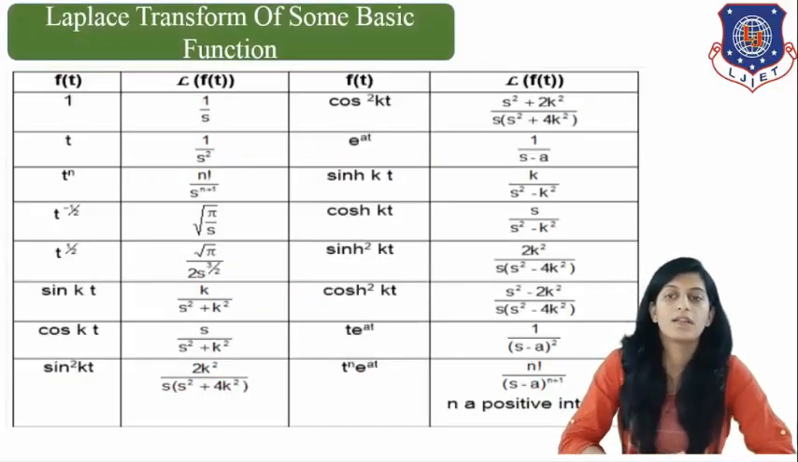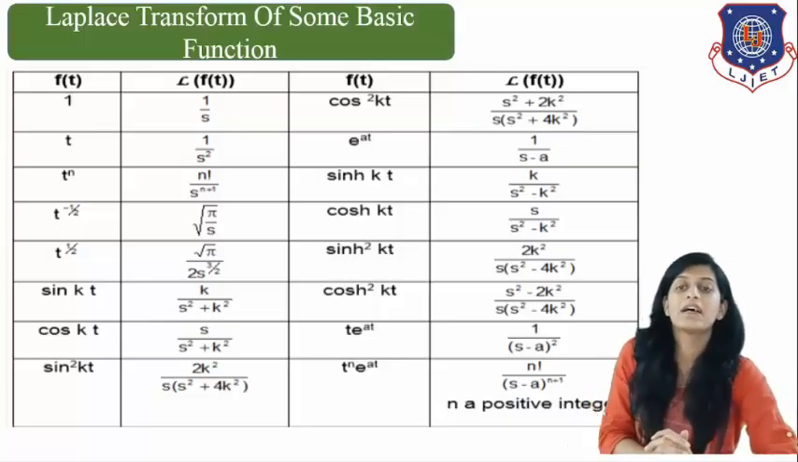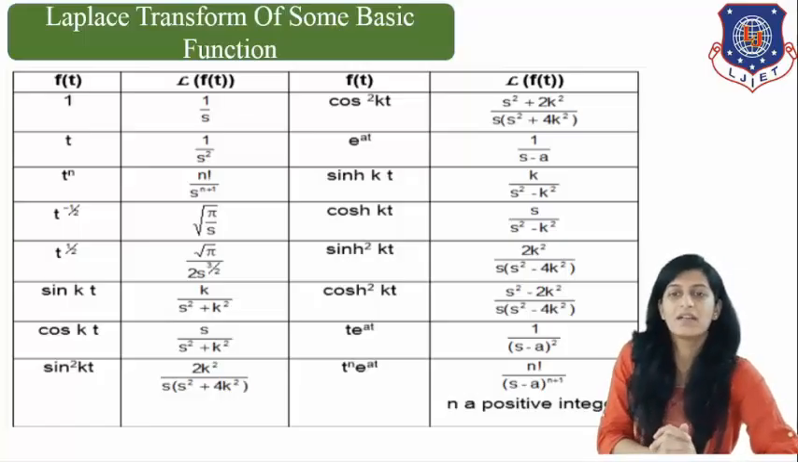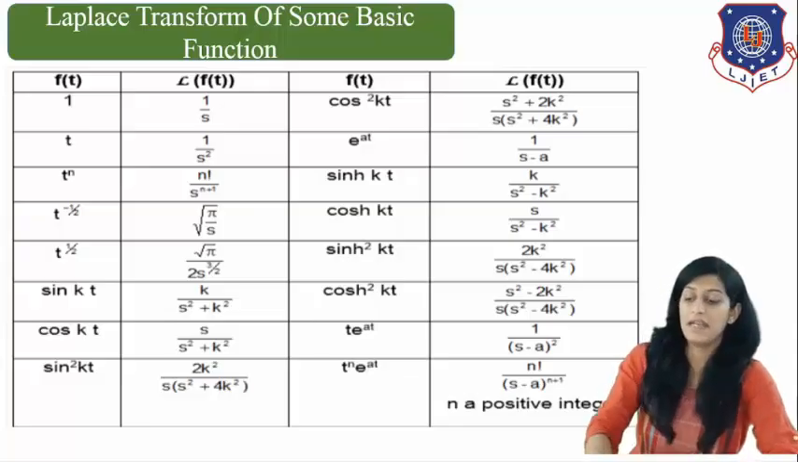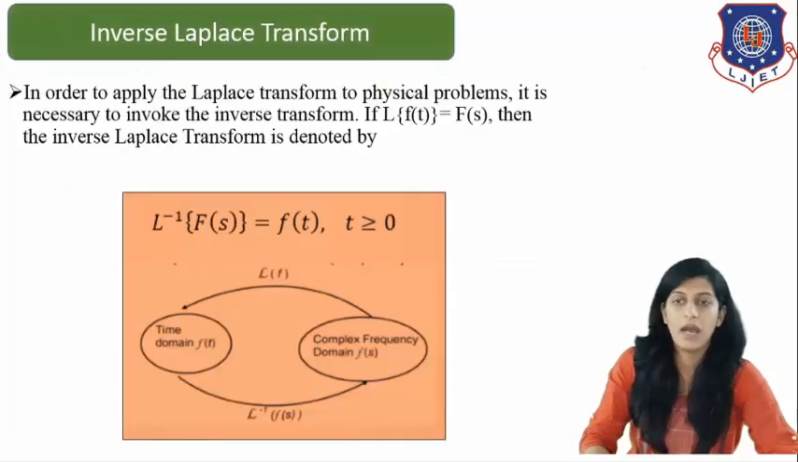Now this is the table which represents some basic functions and their Laplace transforms. So the Laplace transform of 1 is 1 by s, of t is 1 upon s square, of t raised to n is n factorial upon s raised to n plus 1, and so on.